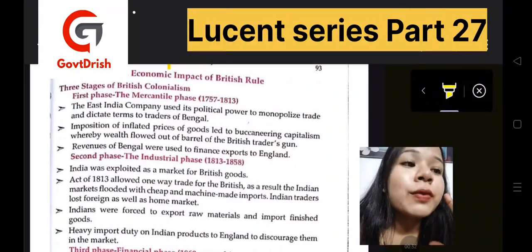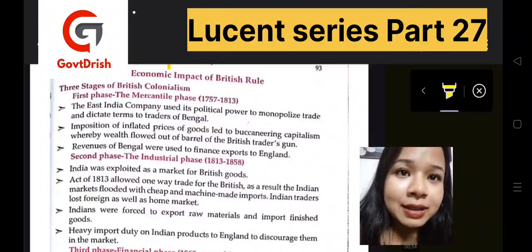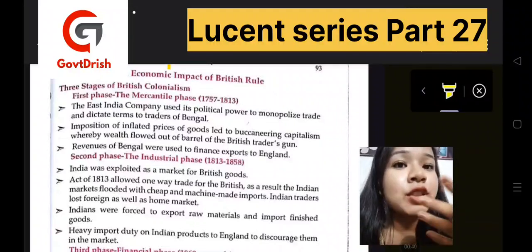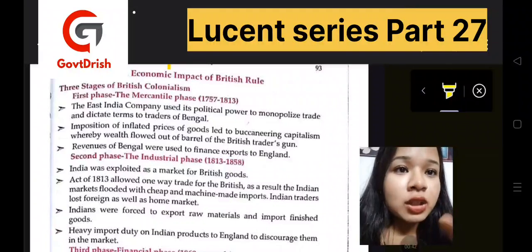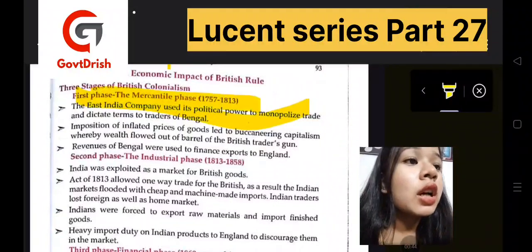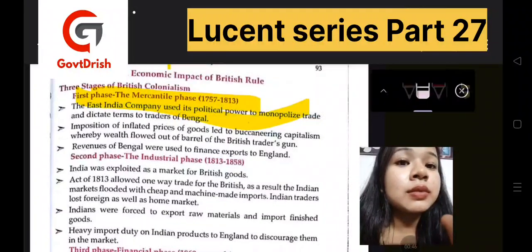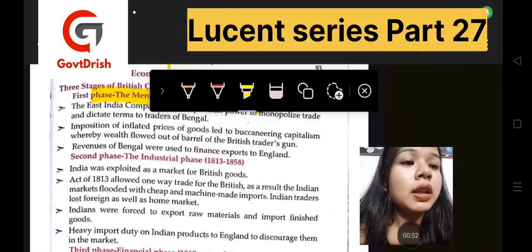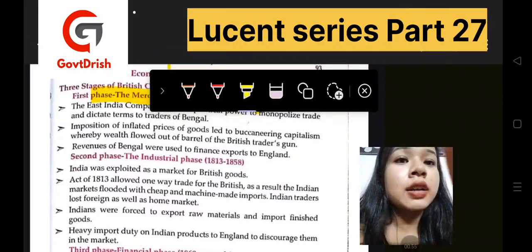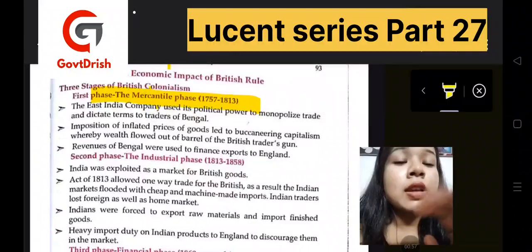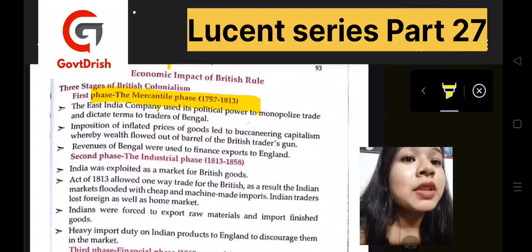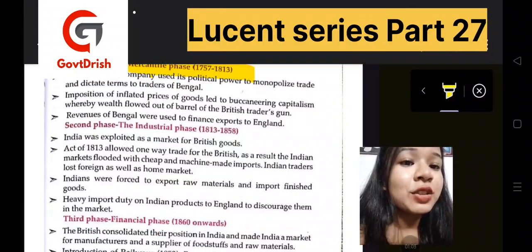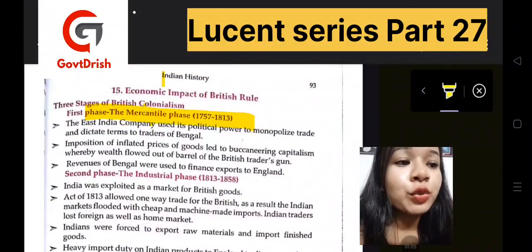Okay, so if we want to know about the impact, we have to know about the three stages. Let's know the first phase. Please know the other names of the stages as well. The first phase is also known as the mercantile phase, the second phase is known as the industrial phase, and the third phase is known as the financial phase. The years are also given, so make sure you know all of that.